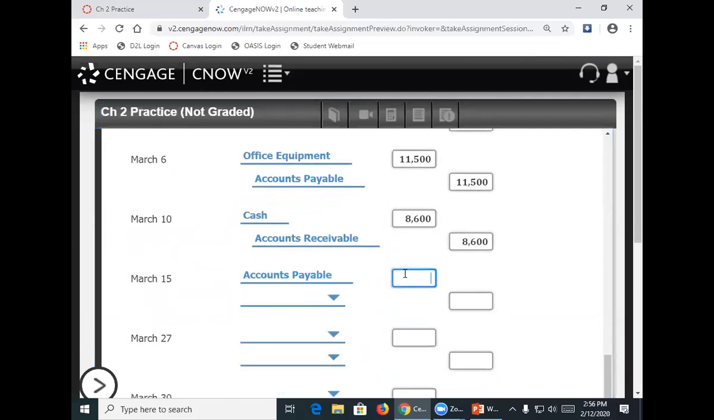So accounts payable is debited $31.80. And what do I credit? Cash. Perfect.